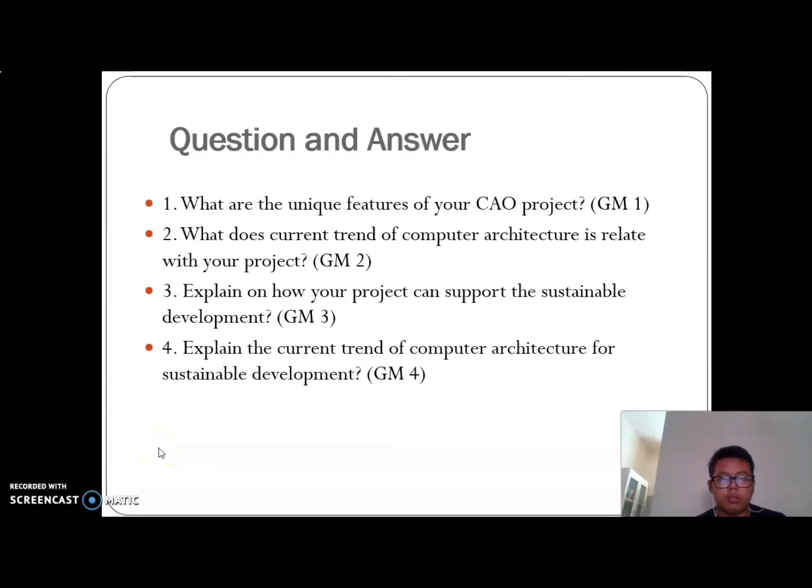So, for question and answer, I'm number one. So, what are the unique features of your CAO project? So, for this project, we choose the direct memory access, which is DMA.